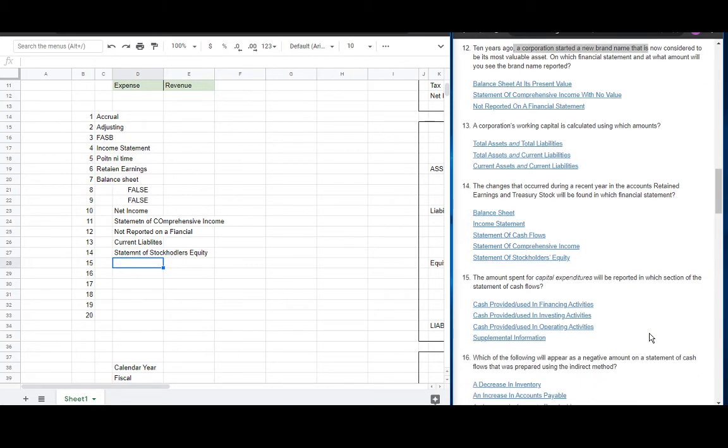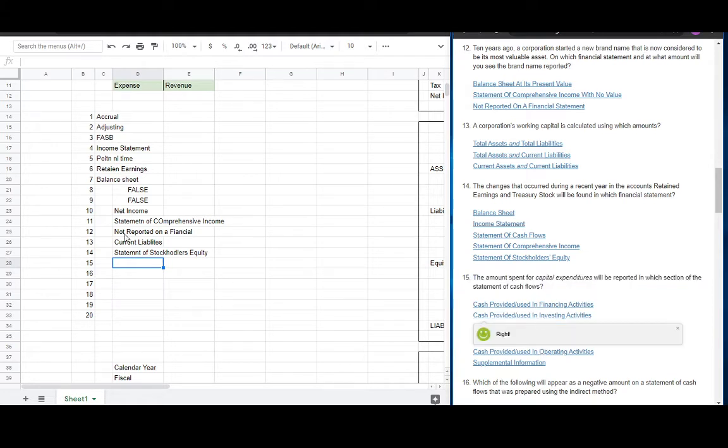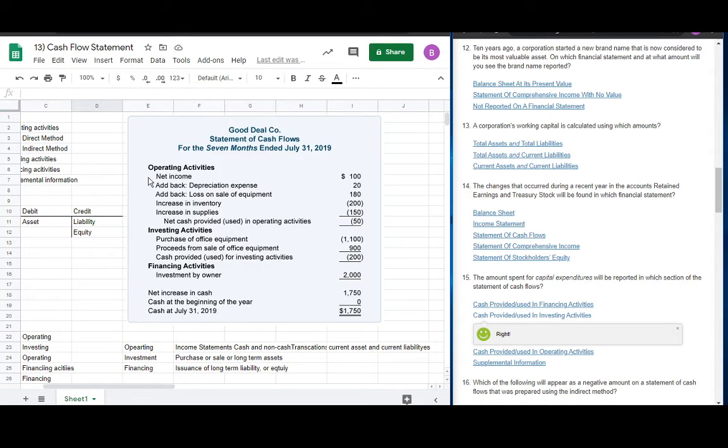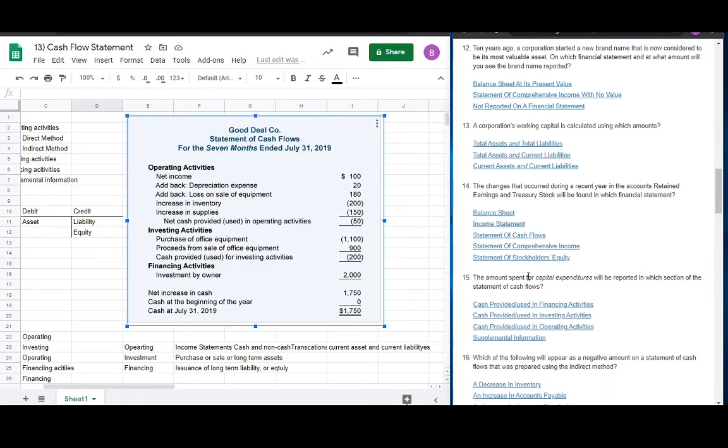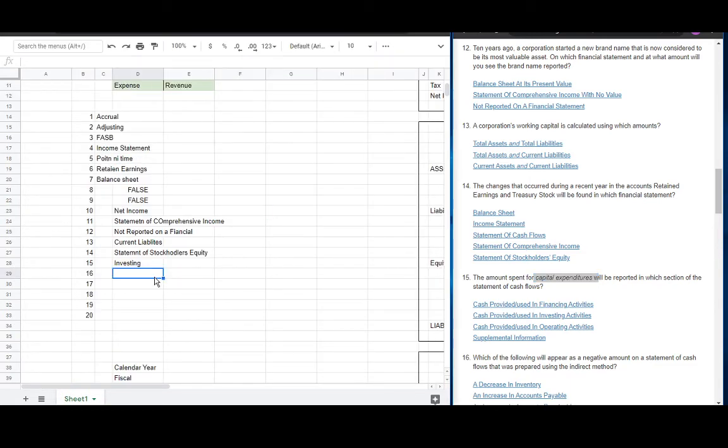And number 15, the amount spent on capital expenditures will be reported on which section of the statement of cash flow? It is the investing activities. So in the statement of cash flows here, we have three sections: operating, investing, and financing. Capital expenditures is yung pag bumili ka ng land, bumili ka ng building, or any long-term assets. It is investing activities. Yan. Kasi yung financing, ito yung pag umutang ka ng mga long-term debt, o pag nag-issue ka ng common stock. And operating activities, ito yung mga transactions na current, cash transactions that is seen in the income statement.